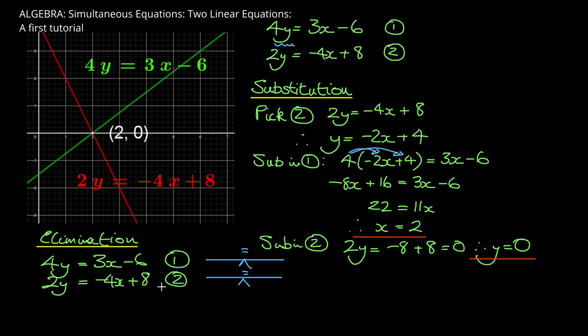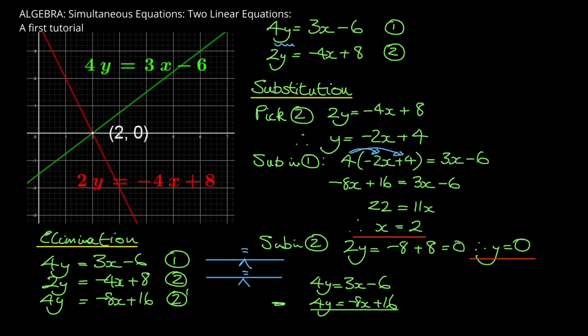So let's multiply equation 2 by 2. So this is going to be equation 2 dashed, let's say. So I get 4y is equal to negative 8x plus 16. So if I now take equation 2 away from equation 1, we will eliminate the y's. Let me come over here and do it. So this is a large, big negative sign here. In other words, I'm subtracting all of these terms from the terms above.